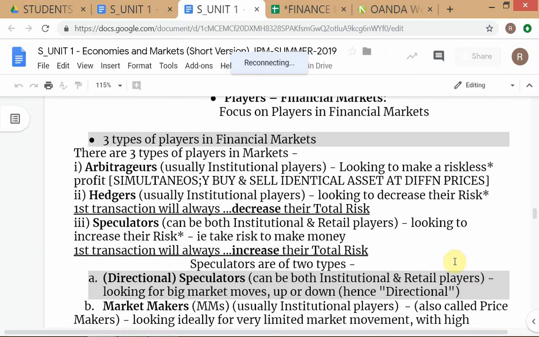Arbitrageurs, hedgers, and speculators. Speculators we have divided into directional speculators and market makers. Now everyone is clear about why we have this kind of nomenclature, very clearly defined, because the definitions are such that you should not memorize them. You should be able to logically remember them based on their approach to risk. In that way you can define all the categories. And for speculators, whether you want or don't want directional movement in the price, based on that you have these two categories.